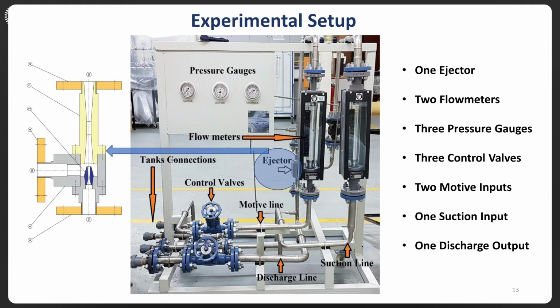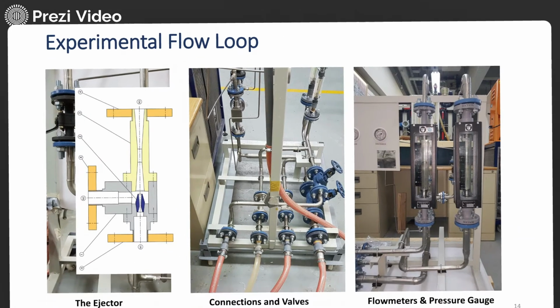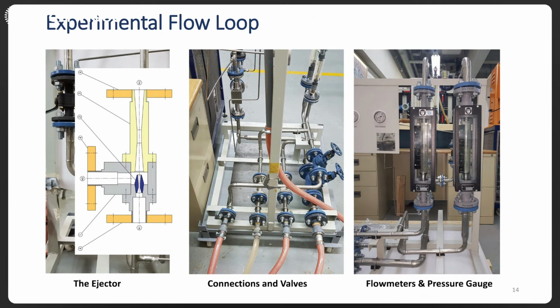The experimental setup has mainly one ejector, 2 flow meters, 3 pressure gauges, 3 control valves, 2 motive inputs, 1 suction input, and 1 discharge output. In addition, in this slide, you can see the experimental flow loop with different views. Here you can see the ejector setup and the connections, valves, flow meters, and pressure gauges.